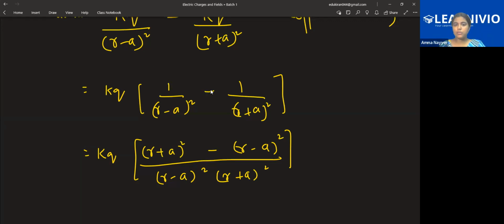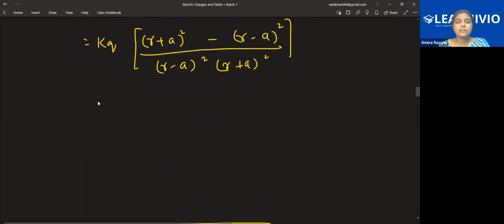R plus a whole square minus r minus a whole square divided by r minus a whole square multiplied to r plus a whole square. Fine. Now, let us open the brackets. See class, here when we are solving this, kq will be taken as common only. A plus b whole square. Remember your 8th class, a plus b whole square identity we'll use.